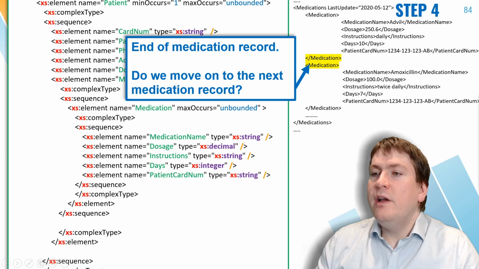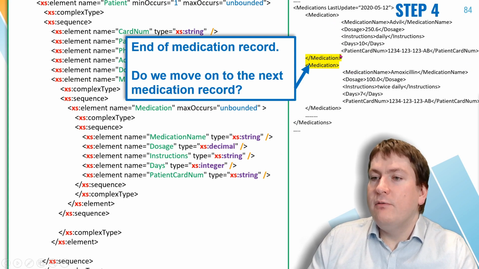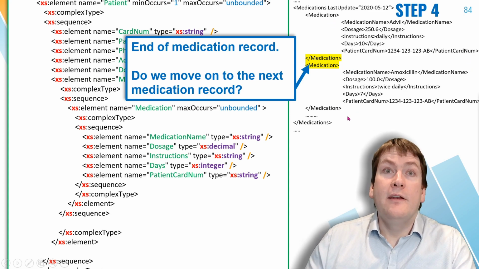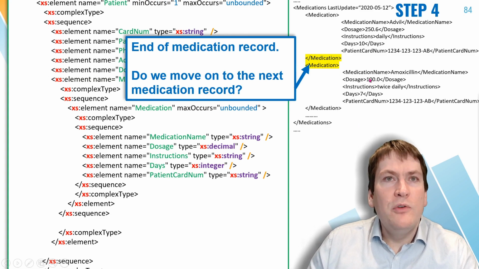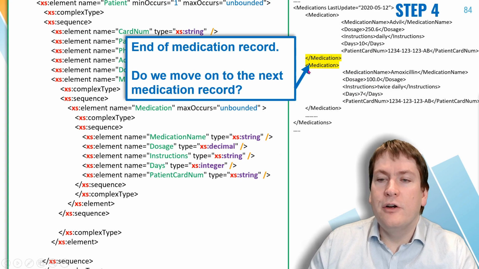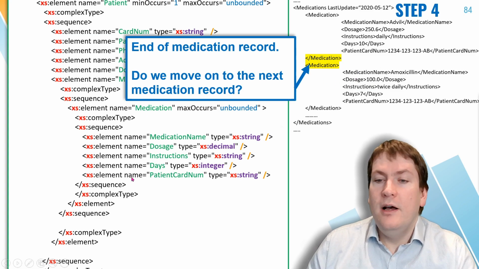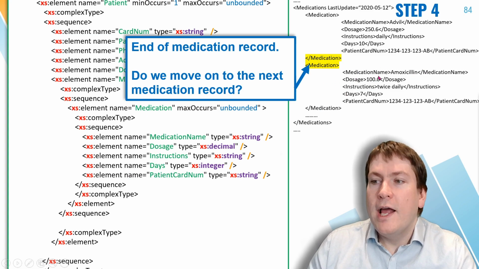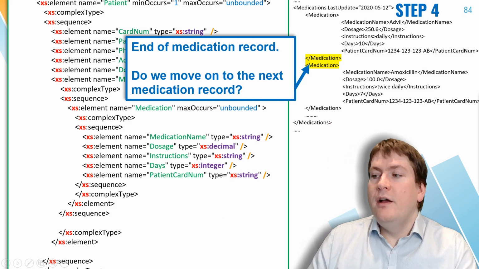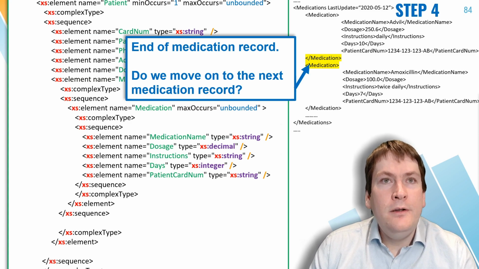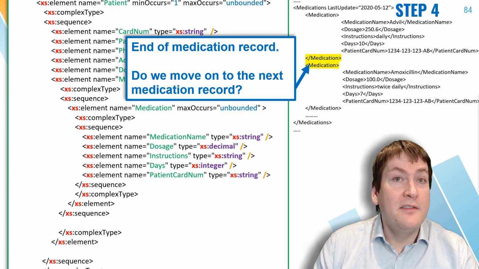So now we've been going through and we just got from the end of one medication and we're starting the next medication. So what do we do now in our schema? Do we move on to this next medication record and start defining another medication element in our schema and then start adding another medication name and so on? Or do we do something else? So think about your answer and pause the video. Once you think you know what we're going to do next, unpause it and let's see if you're correct.